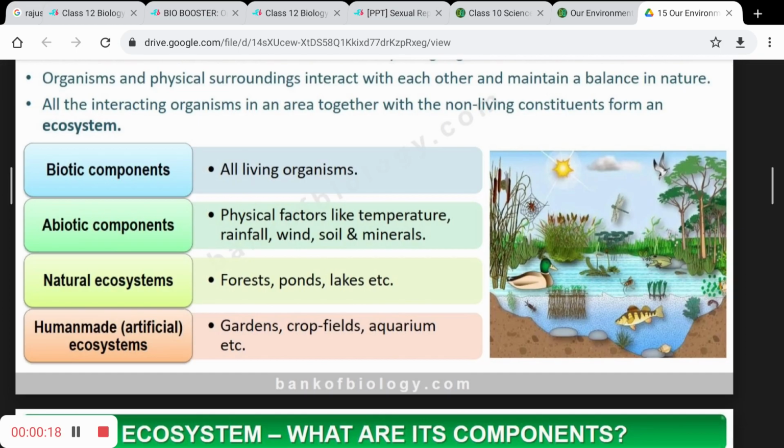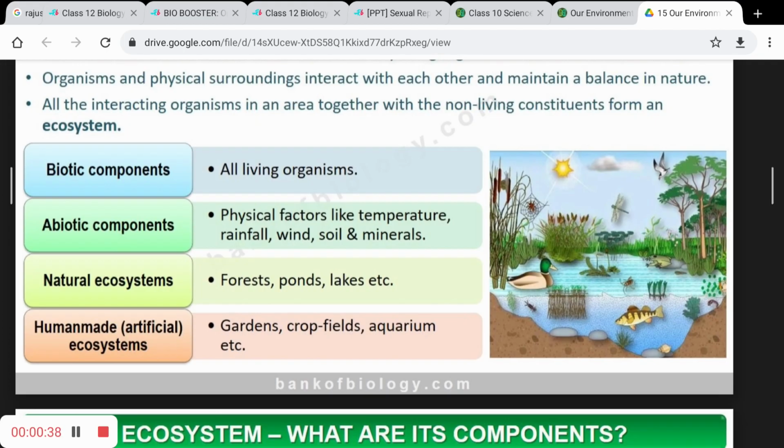It is called a biosphere. Okay, this biosphere has the ecosystem. Listen, in the biosphere, what is present in the ecosystem? Biotic components, abiotic components, natural ecosystem, human-made ecosystem. These all come under the ecosystem.